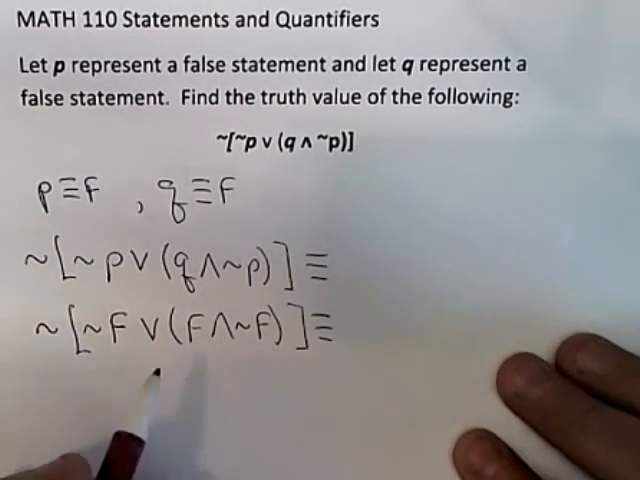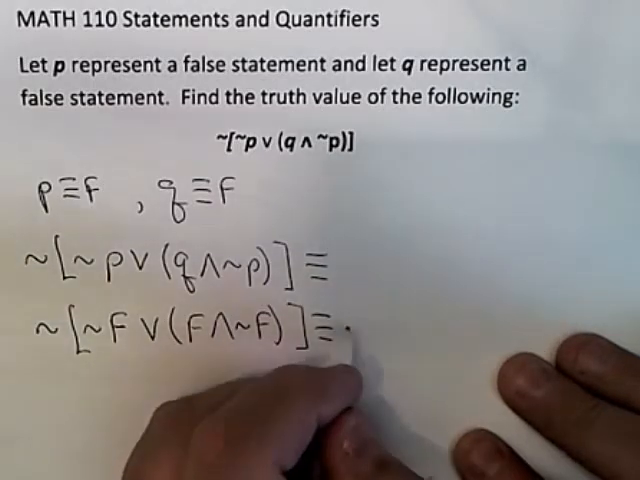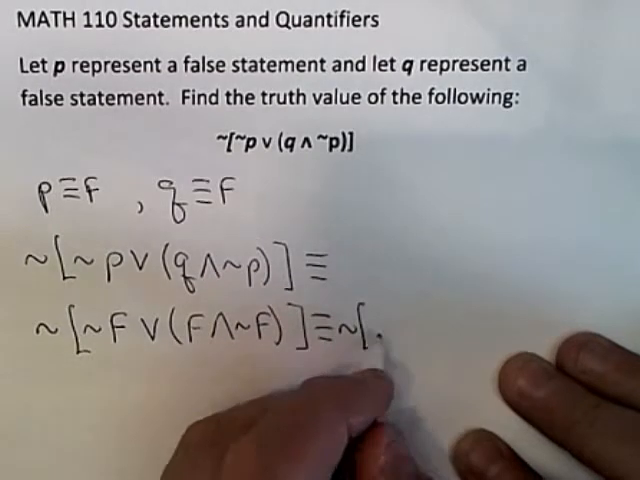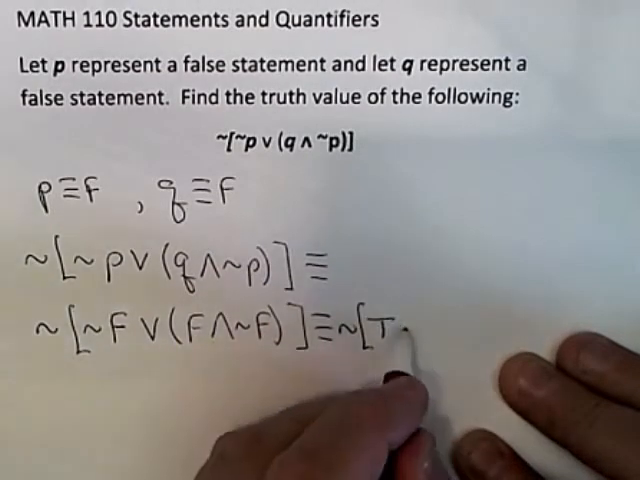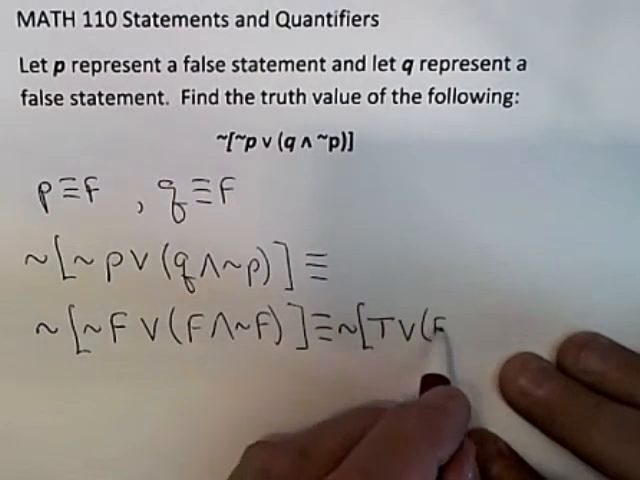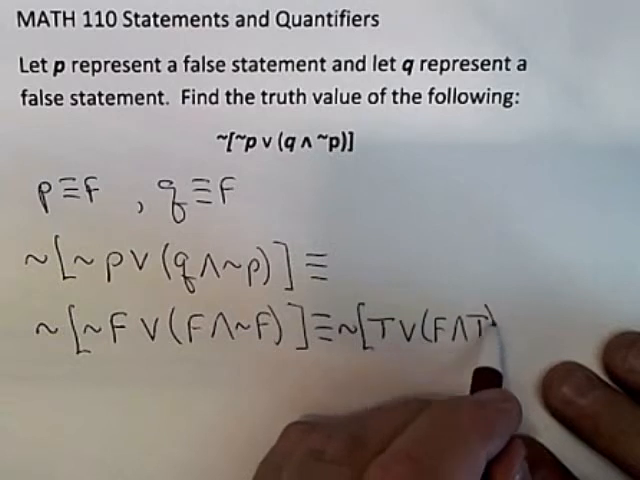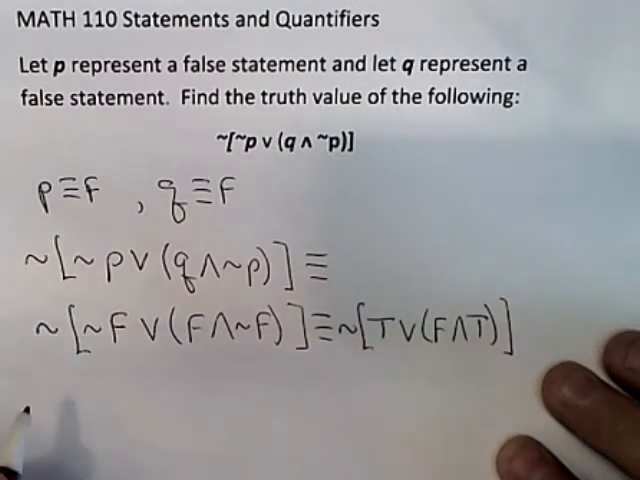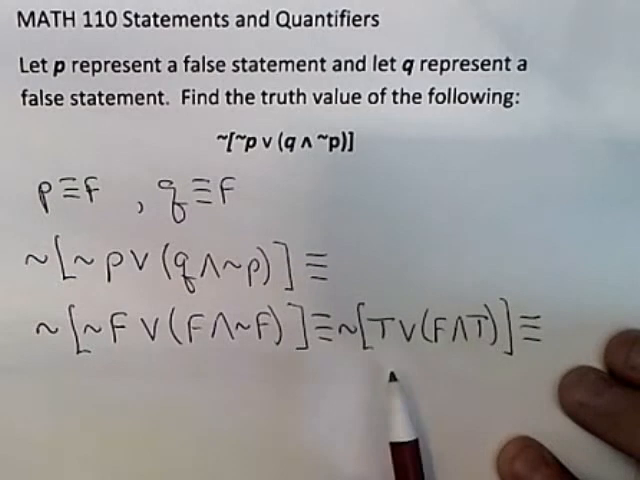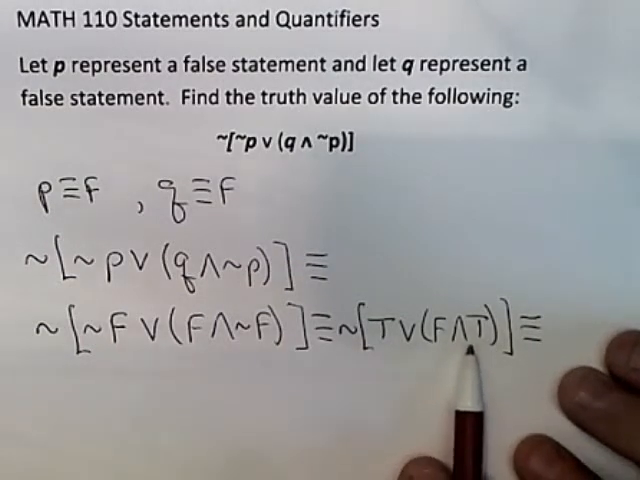So I know not false is true, so I can replace both of those non-falses with true. So I get the negation symbol, not false is true, or false ANDed with not false, which is true. So continuing this, false and true. Remember, this is an AND.